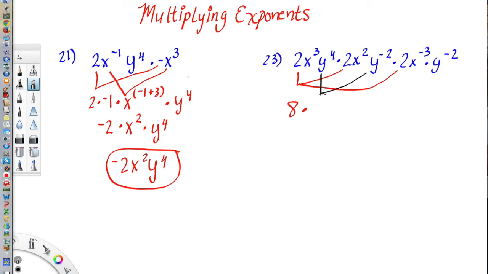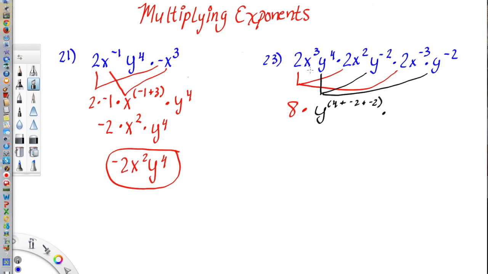I've got 3 y bases, and that's y to the fourth power plus y to the negative second power, and then another negative second power. Let's go with another color for all my x's. Okay, and then that was my y's.